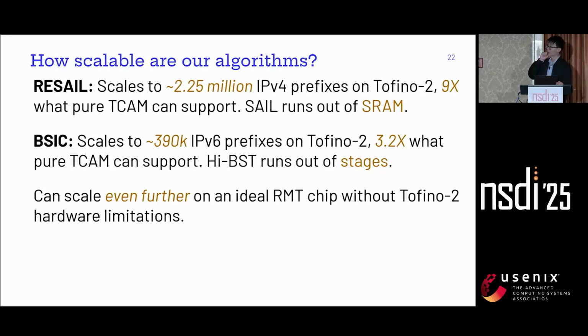So how scalable are our algorithms? We found that RESAIL scales to around 2.25 million IPv4 prefixes on Tofino 2, and that's 9x what a pure TCAM approach can do. And we find that the SRAM-only baseline we use, which is the traditional SAIL, actually runs out of SRAM completely on Tofino 2. For BSIC, we find that it scales to 390 IPv6 prefixes on Tofino 2, which is 3.2x what pure TCAM can support. In fact, the other SRAM baseline here, I-BST, runs out of stages this time.